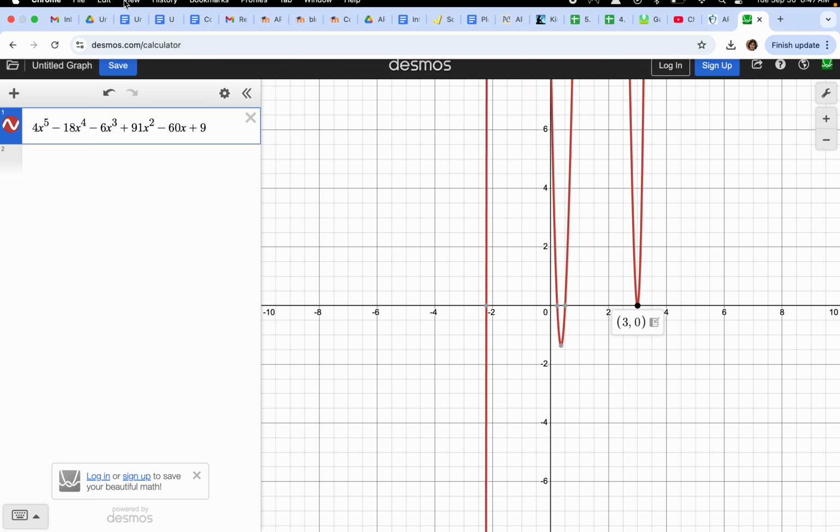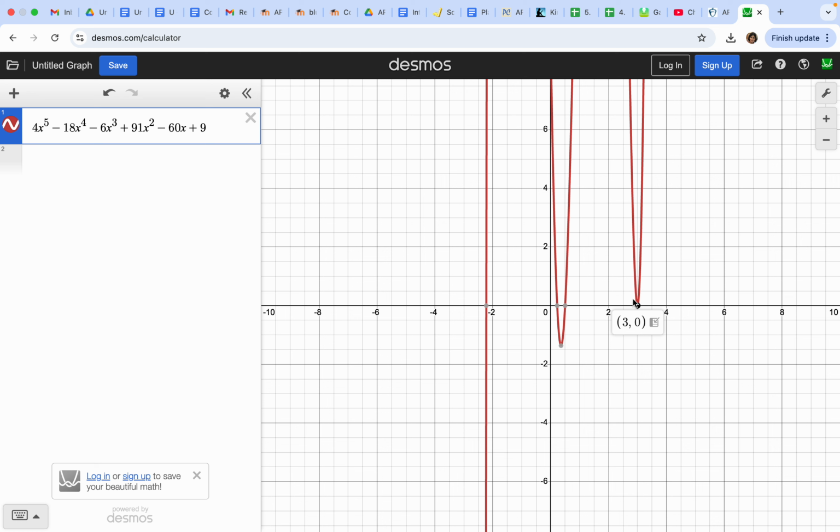So 3 is a root. And I need to remember something about this 3. 3 is a root and it's bouncing, so it means that 3 has to be a root twice, right? Because this is a 5th degree polynomial, and I need to account for 5 zeros. I only see 4 here. Could be that I don't have the graph zoomed in, but I remember if it bounces, then that's twice.